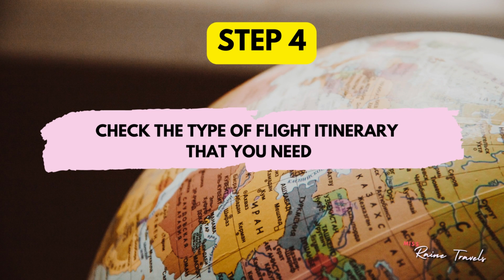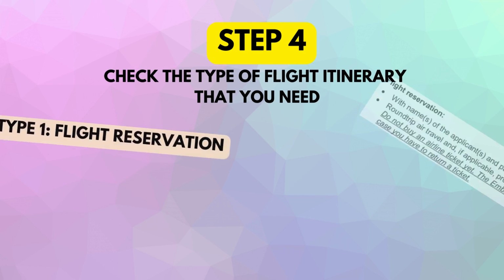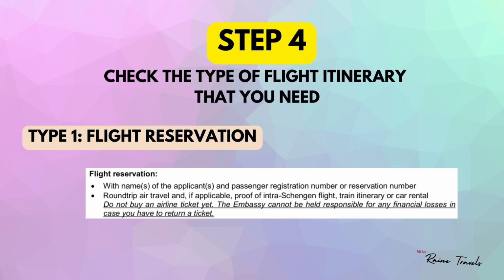Next step, step 4, check the type of flight itinerary that you need. For the Schengen Visa, there are actually 2 types of flight itinerary or flight reservation that you would need depending on the embassy. The type 1 would be a flight reservation. So this is from the Swiss Embassy in Manila. According to this, a flight reservation includes the name of the applicant or applicants, the passenger registration number or the PRN or reservation number. It should be a round-trip ticket, and if applicable, you should also have proof of intra-Schengen flights or your itinerary by a train or car rental. Take note, you are not to buy an airline ticket yet.